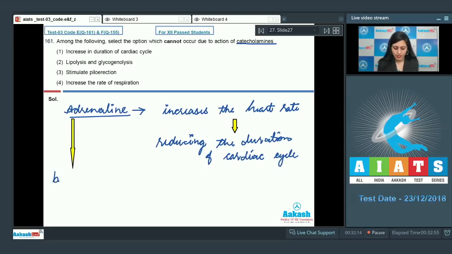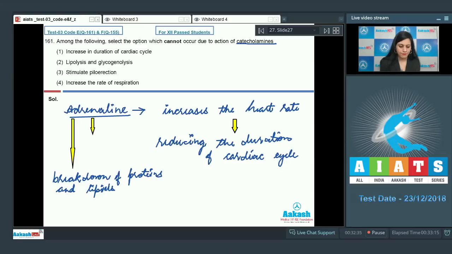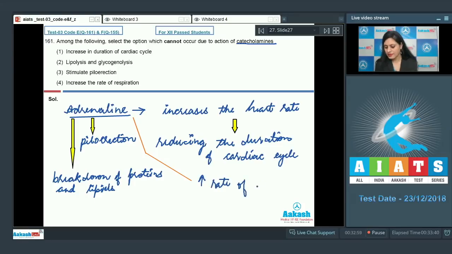This hormone causes the breakdown of proteins and lipids, that is lipolysis, and they will stimulate piloerection as well as increase the rate of respiration.